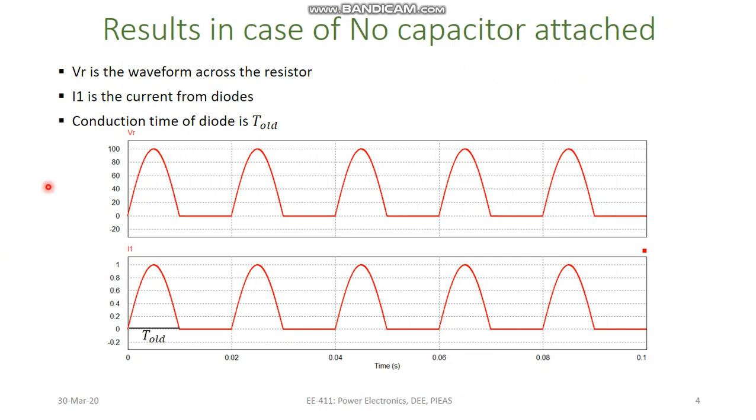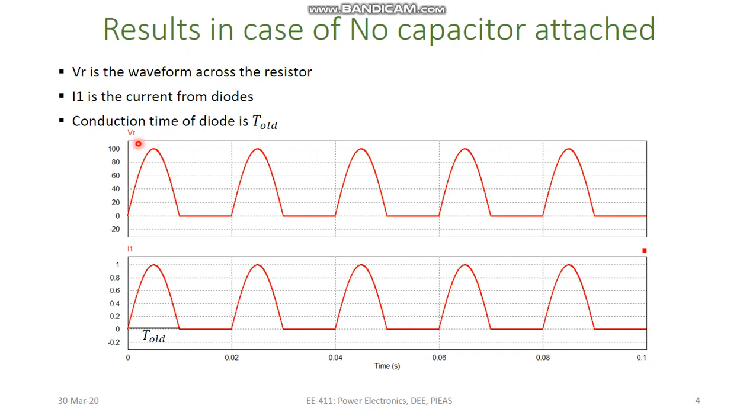The result obtained in that case is shown here, in which you can see that VR is the waveform across the resistor, I1 is the current from the diode, and the conduction time of the diode is labeled as T old. If you see here, the time period T old is approximately 0.01, it is 10 millisecond. The input signal frequency was kept as 50 Hertz, so only the half cycle has been rectified.